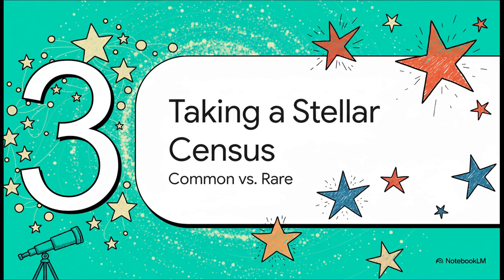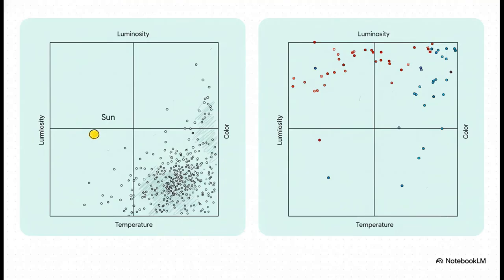Now, what's really cool is the HR diagram doesn't just tell us about individual stars, it also helps us understand the entire population of our galaxy. It lets us take a kind of stellar census to see what kinds of stars are common and which ones are incredibly rare. And this leads to a fascinating little paradox, which you can see when we compare these two diagrams. So on the left, you've got a chart of our closest stellar neighbors. On the right, you have a chart of the brightest stars we see in the night sky. Just look at them. They look totally different, right?